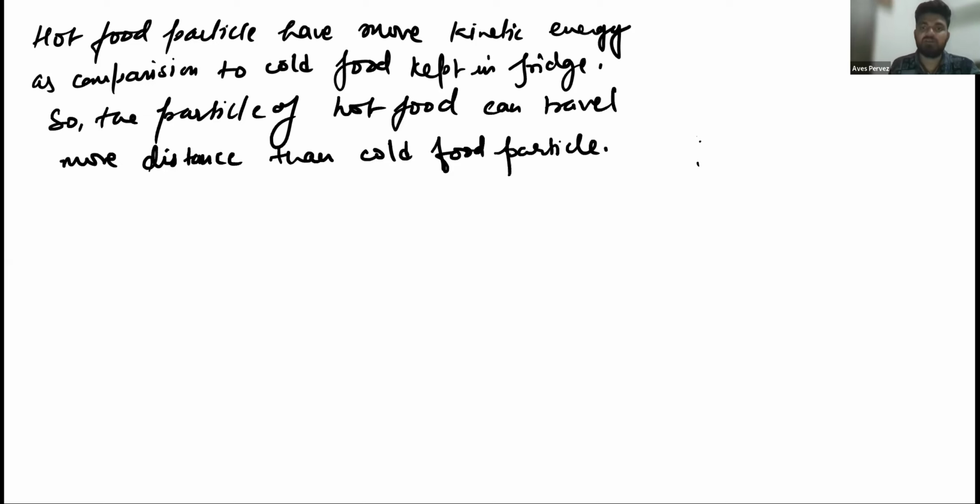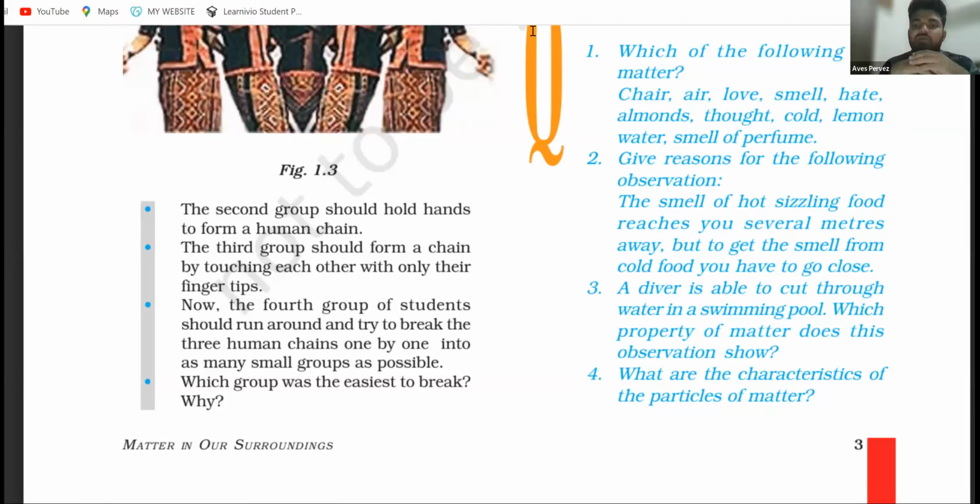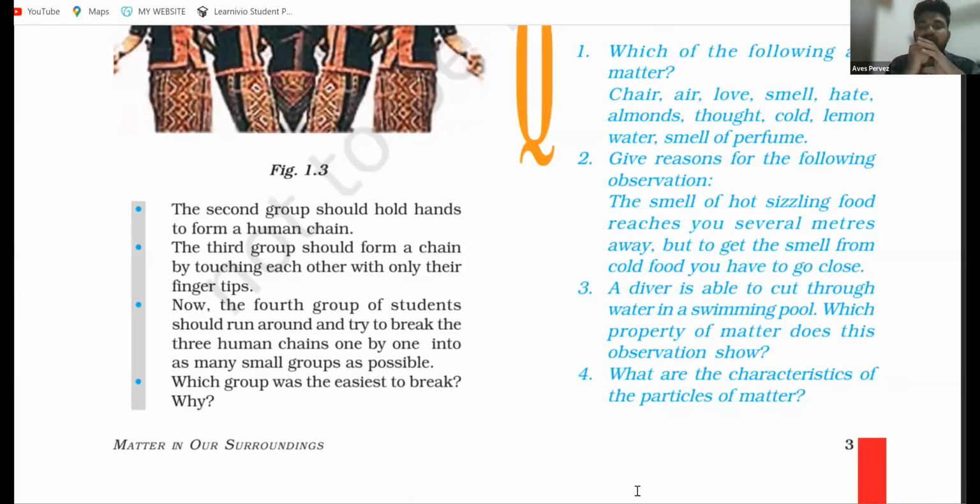Okay, here's another question that you will see here on the screen. A diver, a person who can swim, is able to cut through the water in a swimming pool. Which property of matter does this observation show? First, let me explain the properties. If you are swimming in a swimming pool, you are able to dive in. Similarly, in the water and in the air you are able to move your hand, but in solids you are not able to move it. So why is a diver able to cut the water? Through your observations, tell me which property of matter it shows.